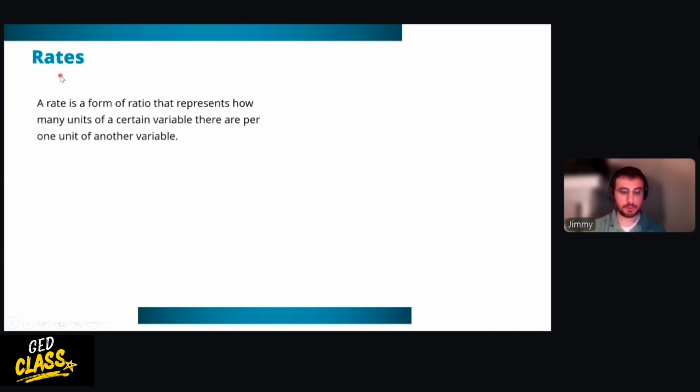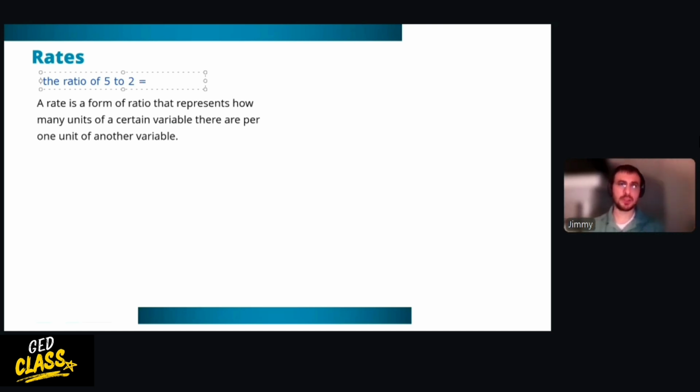Before we get into rates too much, I just want to clarify what ratios are first, because they say that a rate is a form of ratio. So let's quickly review what ratios are. I'll give an example on this slide. If I say something like the ratio of 5 to 2.